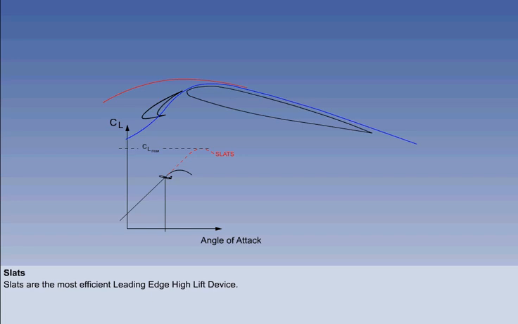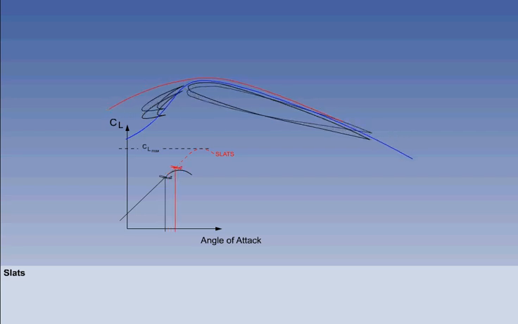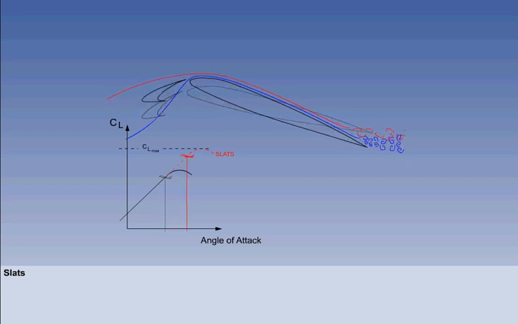Slats increase CLmax by increasing the boundary layer kinetic energy. This merely extends the lift curve. If a constant angle of attack is maintained, the lift coefficient of the aircraft will remain the same, and there will be no operational change. For the aircraft to benefit from slats, the pilot must fly the aircraft at a higher angle of attack, a higher nose attitude.